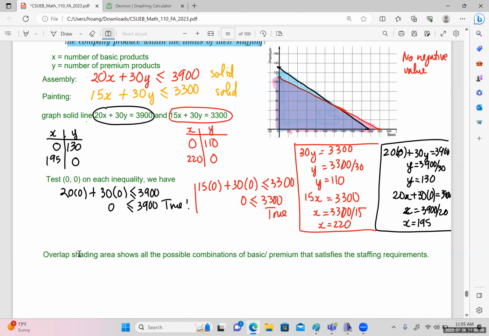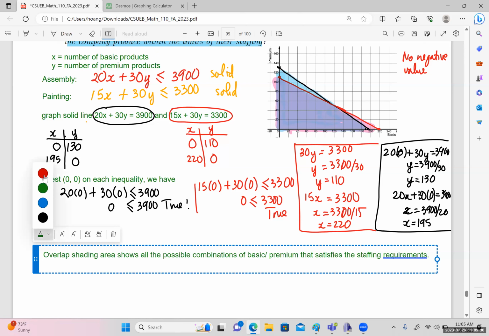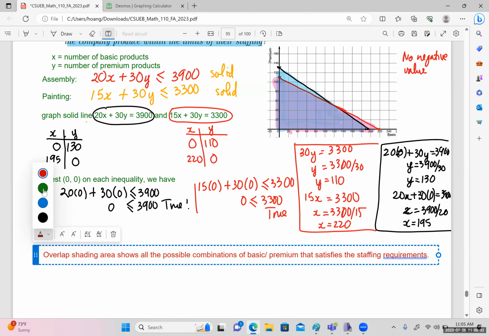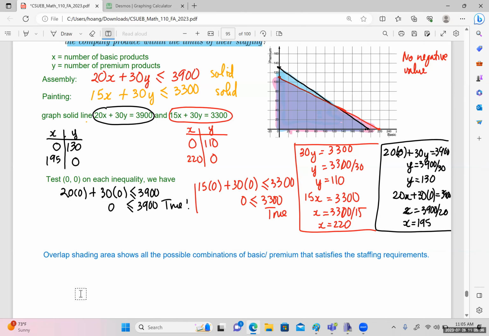All right. So this will be blue one. Okay. This will be it. Yeah.